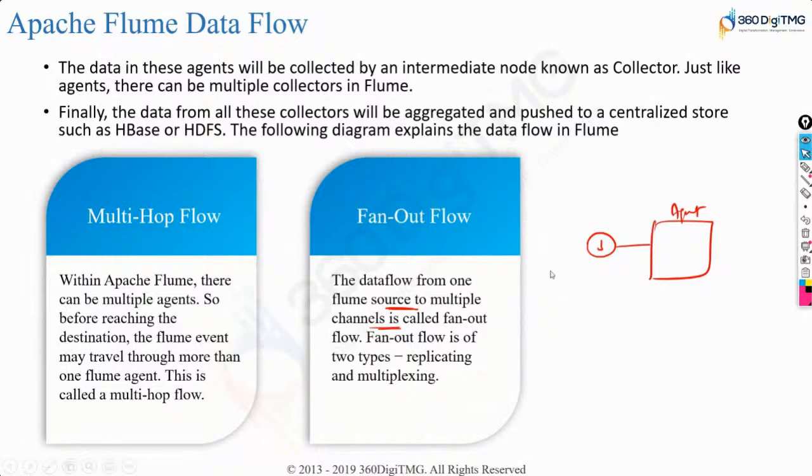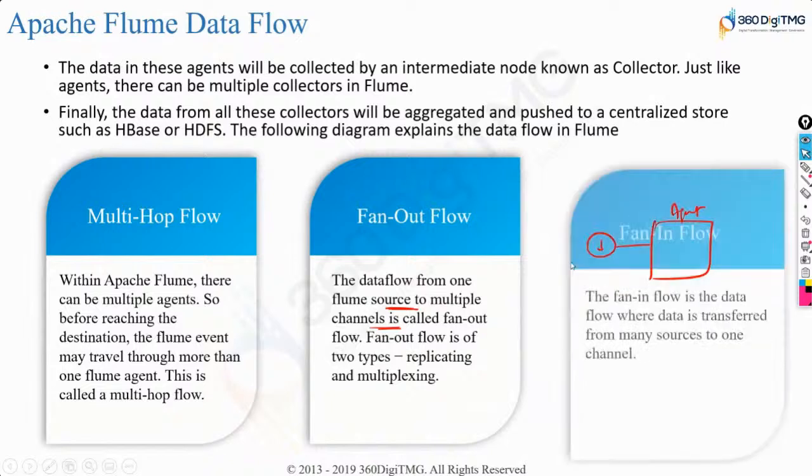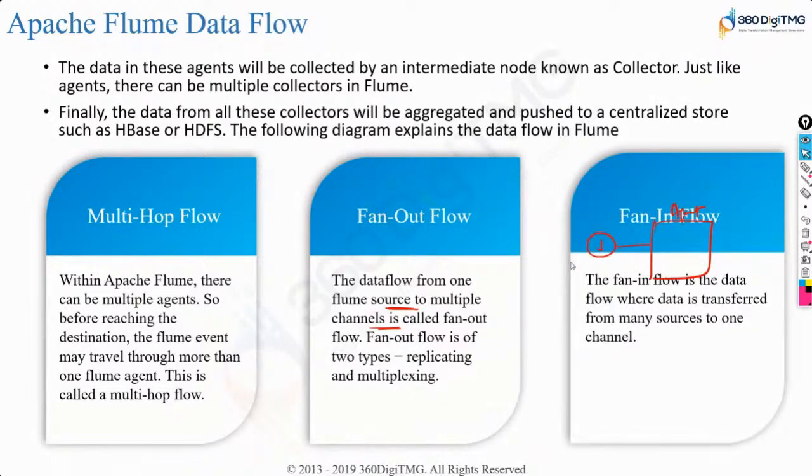Then we also have something called fan in flow. So your channel that we are talking about here can read the data from multiple sources. If I take this as one source, this as one source, all this data can go to a single channel. This is your source, and these are multiple sources within one agent. This is called fan in, because the channel is basically aggregating.